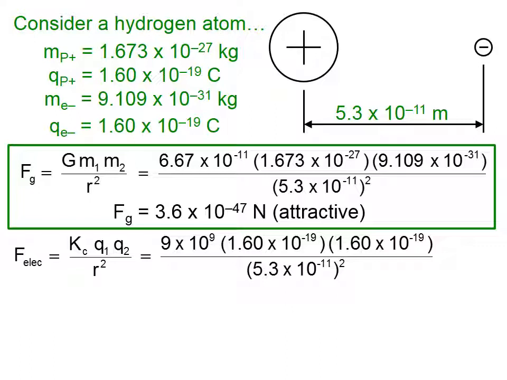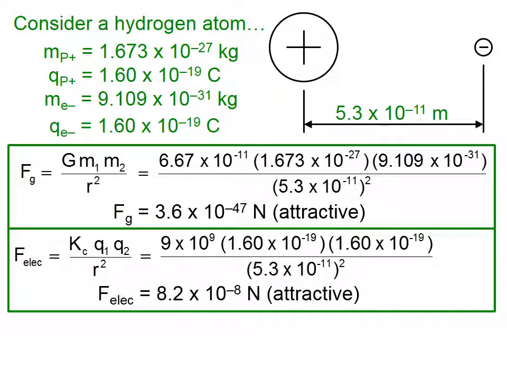Coulomb's constant is a large number, 9 times 10 to the 9th. There's the charge on a proton. There's the charge on the electron. There's the distance between them squared. And we get a number that looks like that. So, there's a gravitational attraction between a proton and an electron, but there's also an electrostatic attraction.